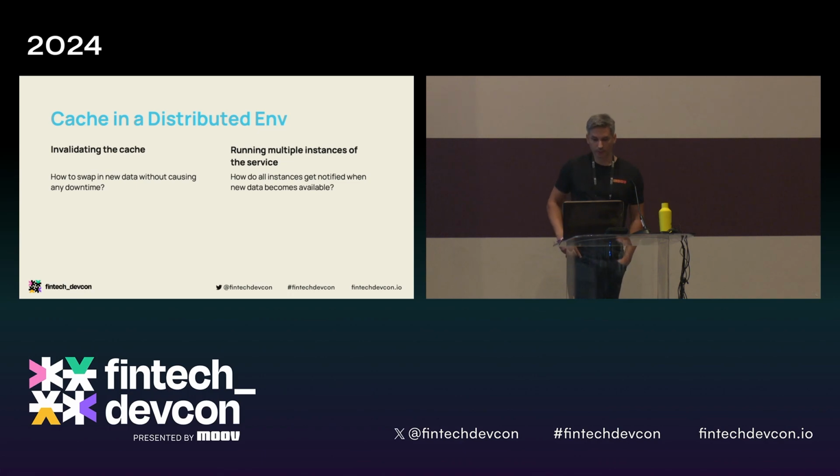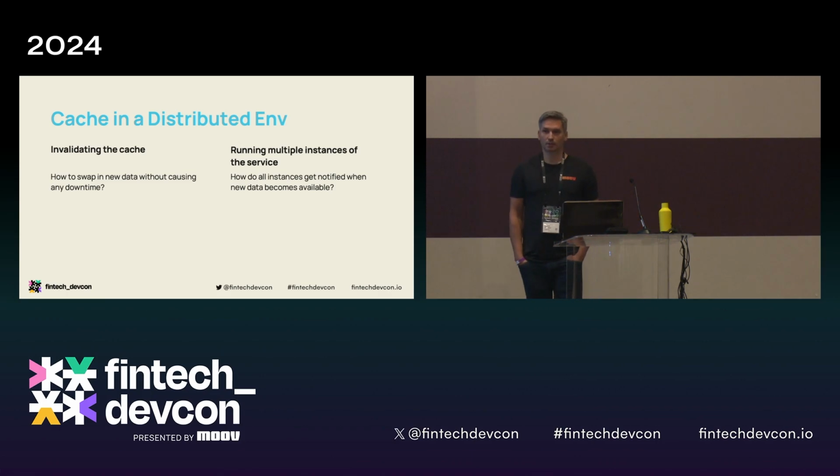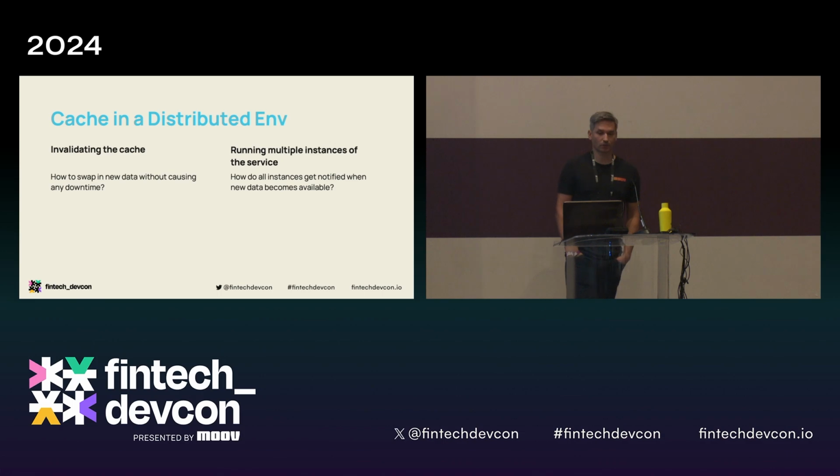So first things first, when we moved the source solution from the database to memory, we technically implemented a cache. And caching in a distributed environment is hard. Caching in general is considered one of the hardest problems in software engineering. So one of the issues that we have to deal with is how do we invalidate the cache? How do we swap in new data when it comes without causing any downtime?